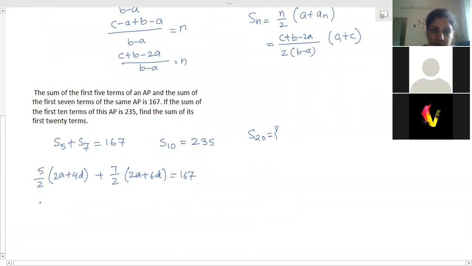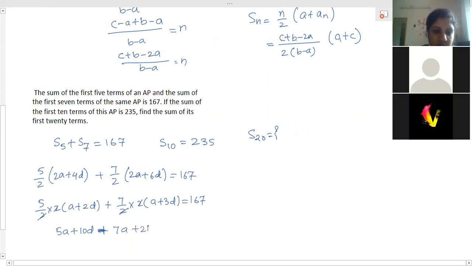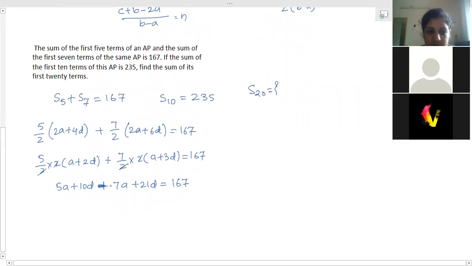Simplify further, take 2 common: 5 by 2 into 2, a plus 2d, plus 7 by 2 into 2, a plus 3d is equal to 167. So the 2s get cancelled. Multiply inside: 5a plus 10d plus 7a plus 21d is equal to 167. 5 plus 7 is 12a plus 31d is equal to 167. This is the first equation. Now the sum of 10 terms is 235.